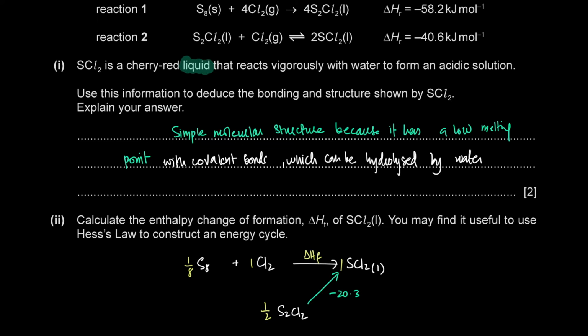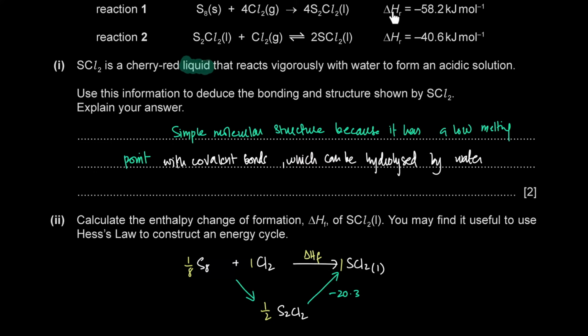The other arrow that we can draw is by looking at the first reaction, right? That's the reaction from the elements to S2Cl2. Now, for 4 moles of S2Cl2, the enthalpy change is negative 58.2. So for half a mole of S2Cl2, what would that be? If for the formation of 4 moles of S2Cl2 it's minus 58.2, for 1 mole it would be minus 58.2 divided by 4. For half a mole, it would be minus 58.2 divided by 8.